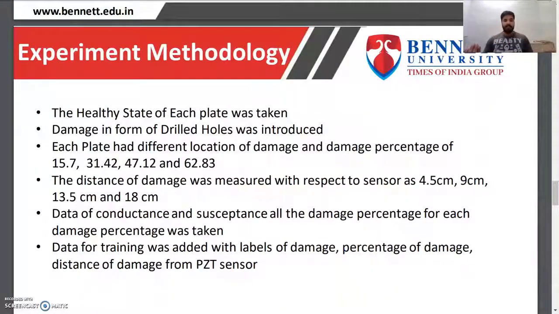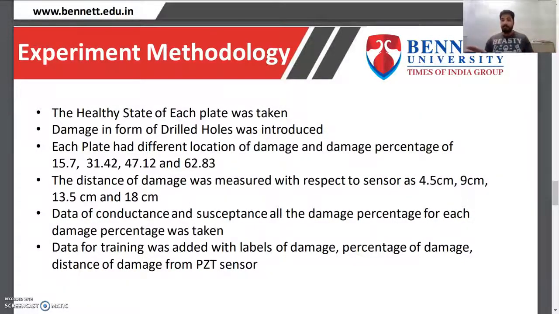What was the methodology? We attached a sensor on a specific location. On a different plate, we marked a different location of the damage. 4 plates means 4 different locations of damage. Now, going back to the first plate, what we did was take a healthy state of the data, then we induced damage in increasing percentages. We took the healthy state of the data, then we drilled holes to induce damage. Then for the different plate locations, the damage percentage was calculated.